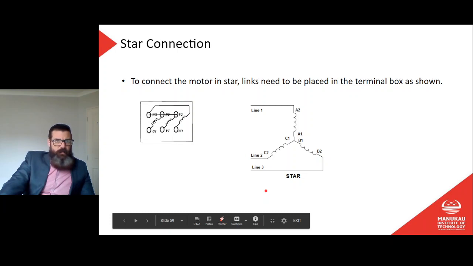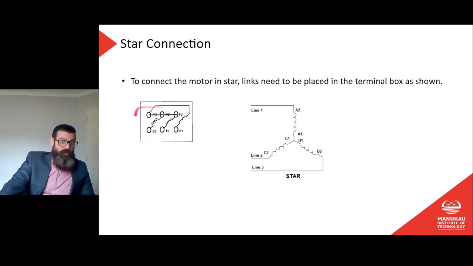Star connection. So there we have it there. Connect the motor in star. Links need to be placed in the terminal box as shown. So normally when you open the terminal box, you'll see this. As I said, 6 terminals: U1, V1, W1, U2, V2, W2. If I wanted to connect it in star, then we're going to link together all of the 2s. All of the 2s will be linked together. And all of the 1s will be independent, and this is where I will connect my 3 phases coming in. One to that one, to this one, to this one.